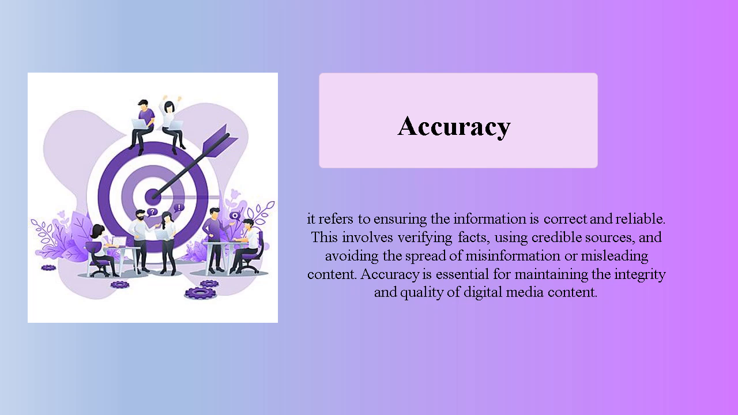Another principle is accuracy. It refers to ensuring the information is correct and reliable. This involves verifying facts using credible sources and avoiding the spread of misinformation or misleading content. It is essential for maintaining the integrity and quality of digital media content. So as journalists, we have to be very sure about the content we're publishing, and we have to be very aware when using some sources. They need to be credible, they need to be trustworthy when we choose them, okay? Because accuracy is widely important in digital media content.